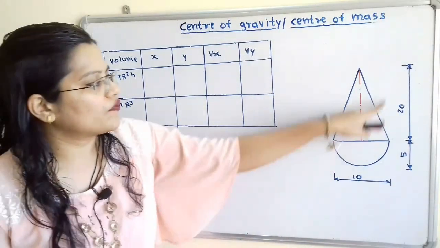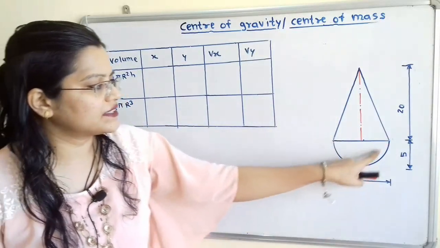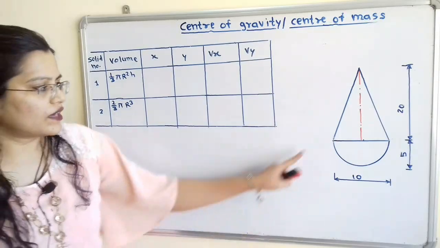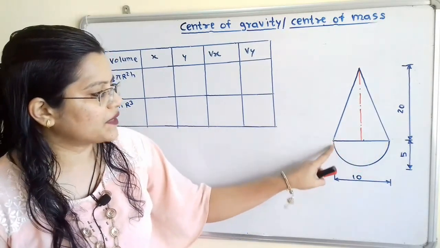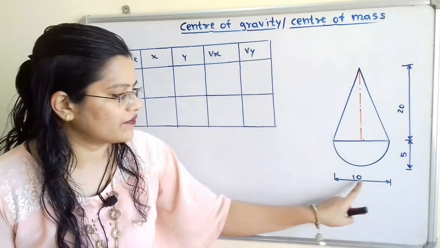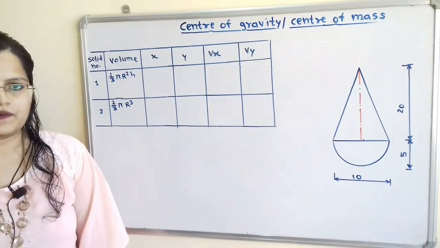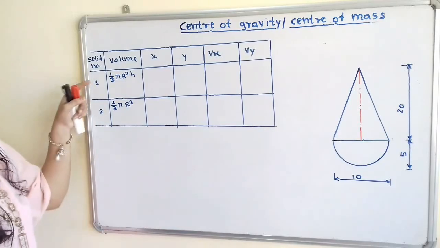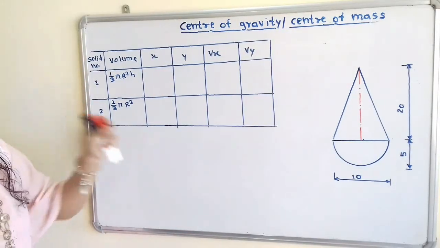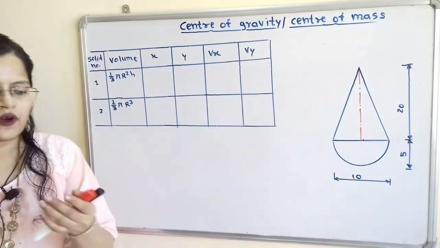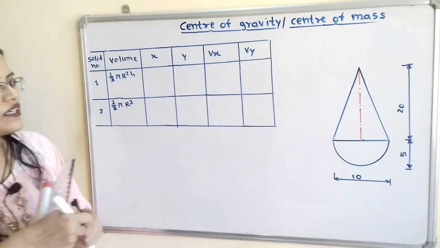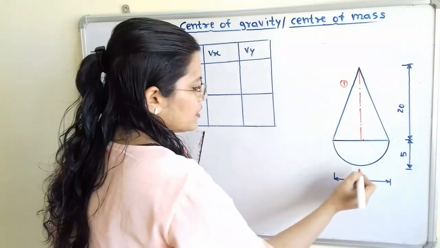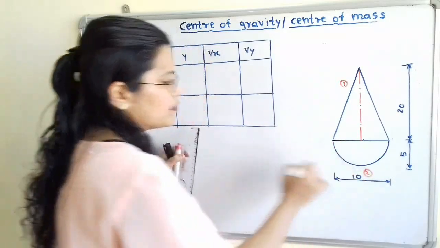Here is the cone with height 20 and this is the hemisphere with radius 5 cm. So the diameter of this cone as well as this hemisphere is equal to 10 cm. Now we have to prepare one table for the shape or solid number. So for this cone I will give the number 1 and for the hemisphere I will give the number 2.